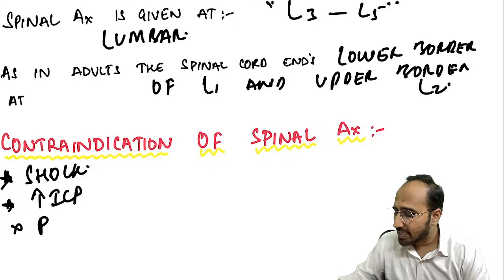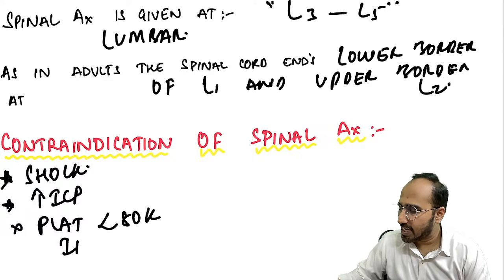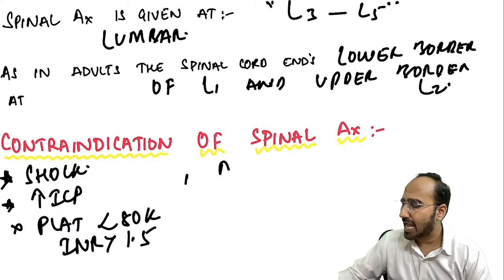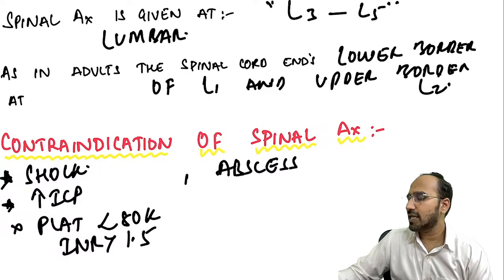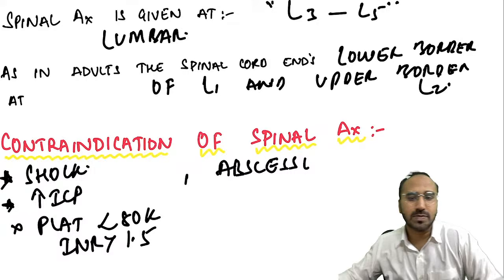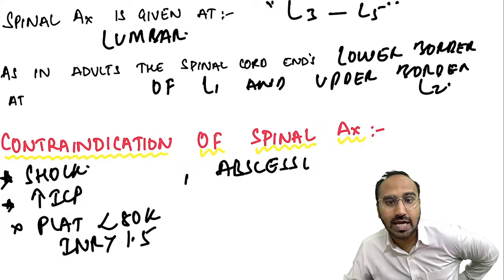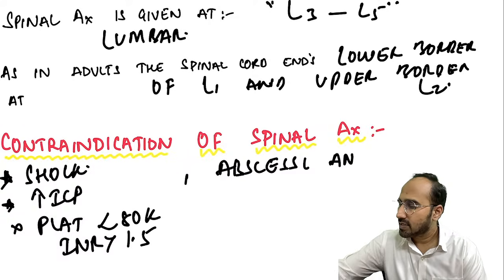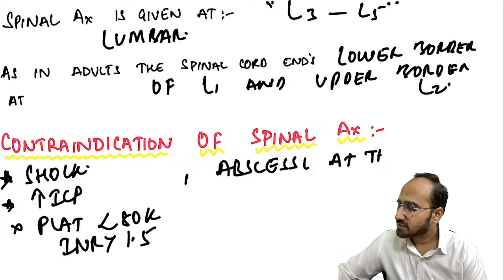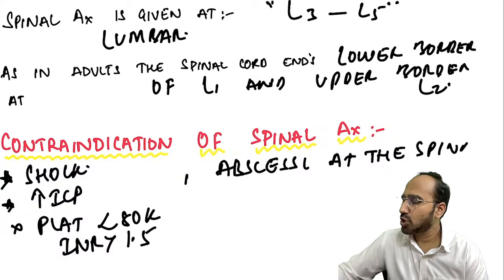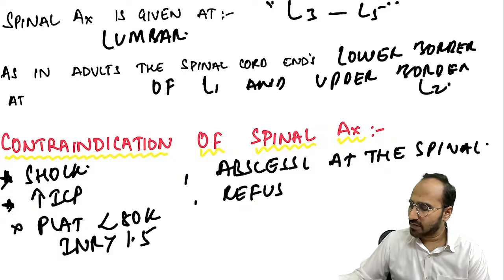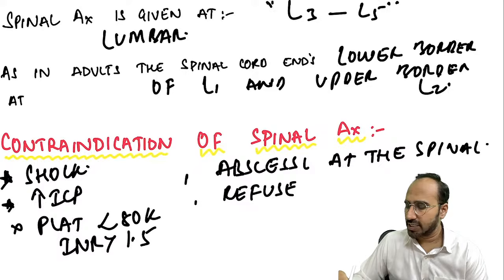If the patient's platelet count is less than 80,000 or INR is more than 1.5, don't give spinal anesthesia. If the patient has a local site abscess, meaning any infection near the L3, L4 skin, don't give spinal anesthesia. Abscess at the spinal site, don't give spinal anesthesia. Or if the patient is refusing, also don't give spinal anesthesia. These are the contraindications for spinal anesthesia.